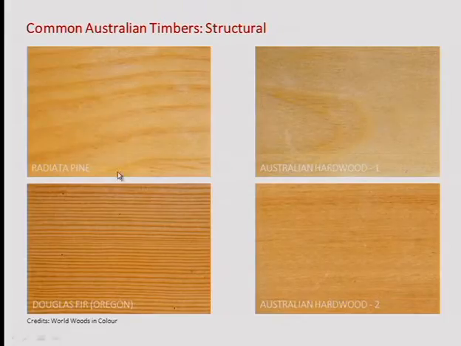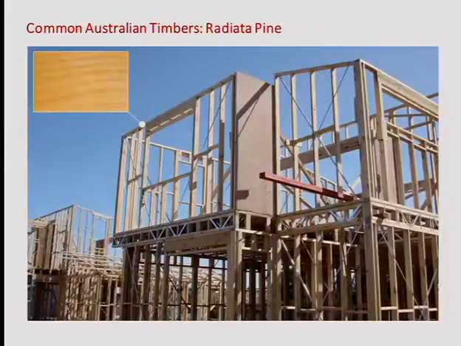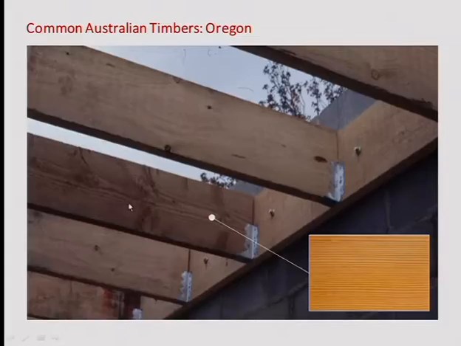So this radiata pine, this Oregon. Sometimes you find in lintels, you see that there is a hardwood. So this is the type of color and grain you see. Just, you know, an overview of the catalogs, and this is where you find them. So this type of radiata pine is generally here for the frame studs and top plates. The Oregon is generally used for the joists, so you find it here. This one is a piece of Oregon.